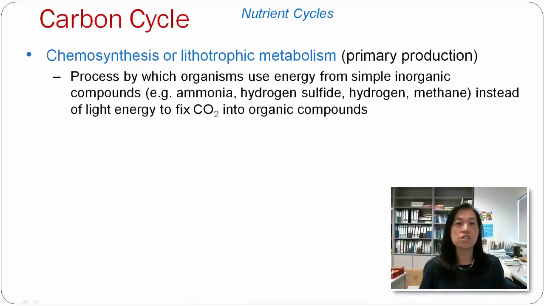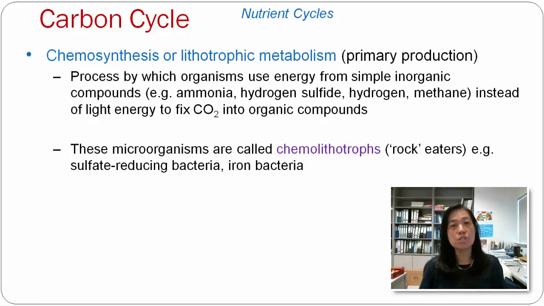While photosynthesis uses light energy to fix carbon dioxide into organic matter, chemosynthesis or lithotrophic metabolism uses the chemical energy found in the bonds within molecules in order to fix carbon dioxide into organic compounds. This energy from chemical bonds is harnessed from inorganic chemicals such as ammonia, hydrogen sulfide, hydrogen, and methane gas.